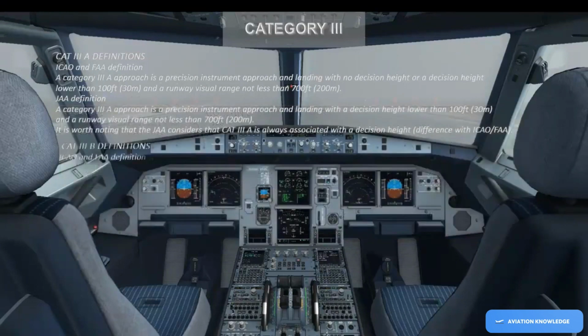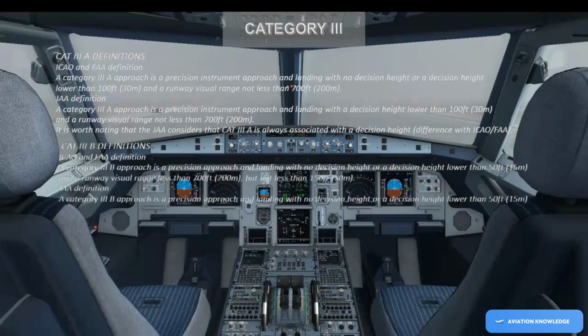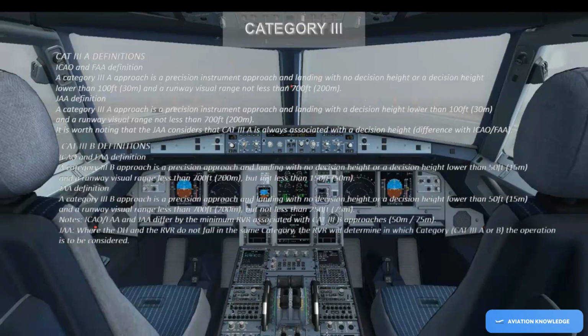Cat 3B definitions. ICAO and FAA definition: a Category 3B approach is a precision approach and landing with no decision height or a decision height lower than 50 feet, 15 meters, and a runway visual range less than 700 feet, 200 meters, but not less than 150 feet, 50 meters.